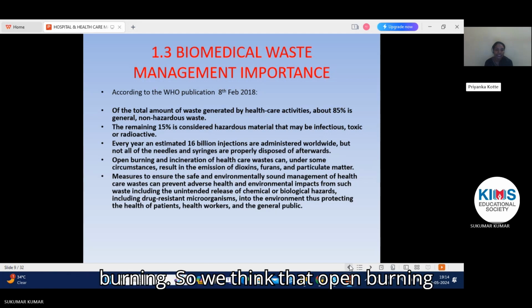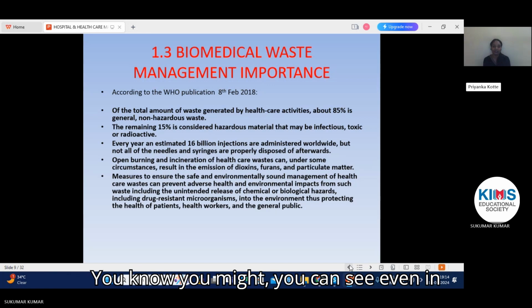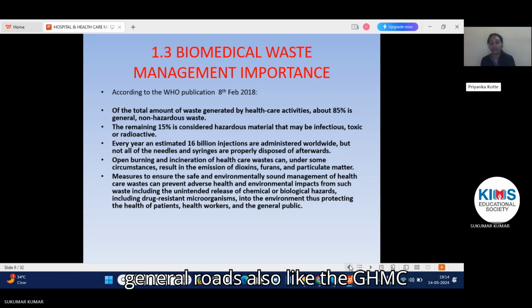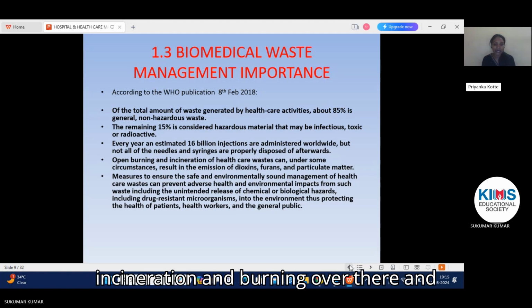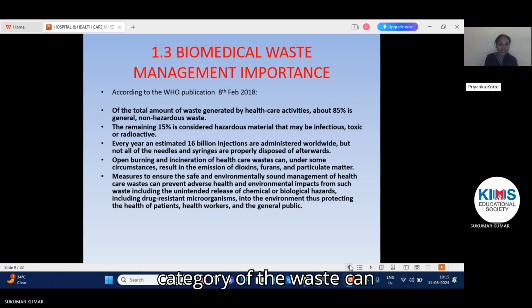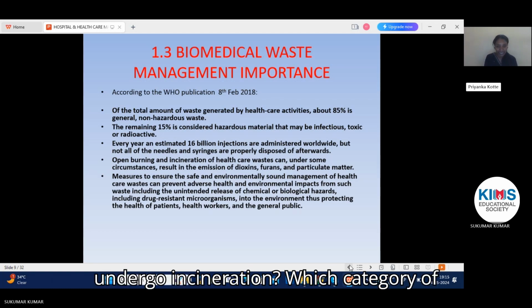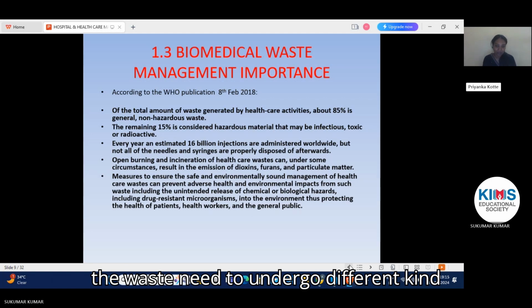And open burning. We think that open burning and incineration is a treatment for all. You can see even on general roads, the GHMC people collect all the waste together and put some fire to it, causing incineration and burning, and they think everything is gone, but that is very, very wrong. That is the reason studying biomedical waste management is important. What category of waste can undergo incineration? Which category of waste needs to undergo a different kind of treatment? Okay. So what are we doing here?